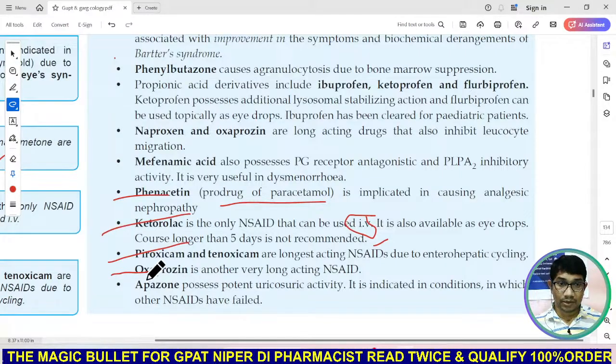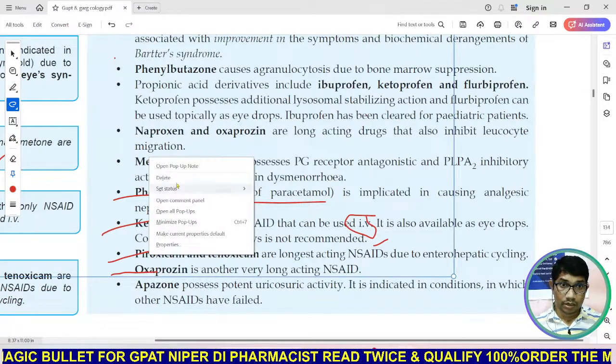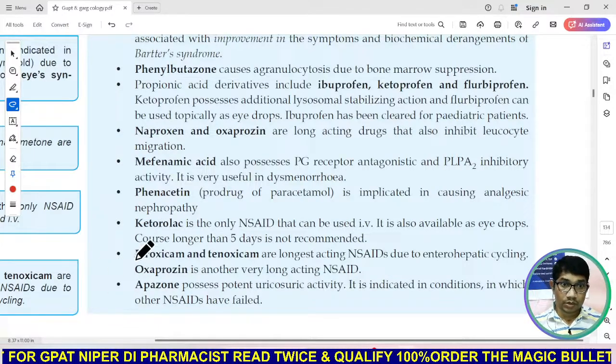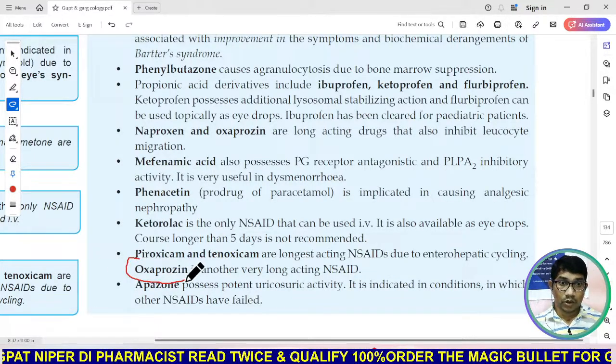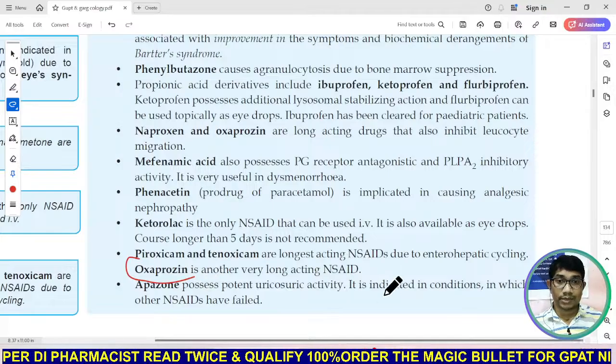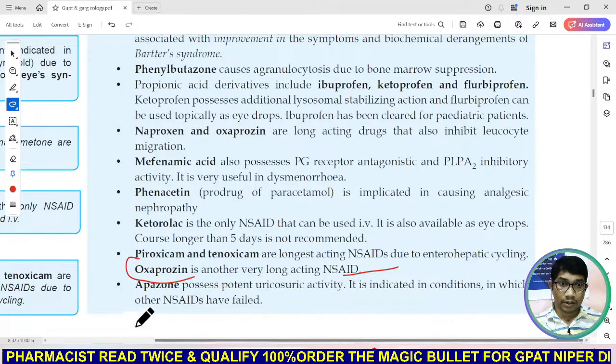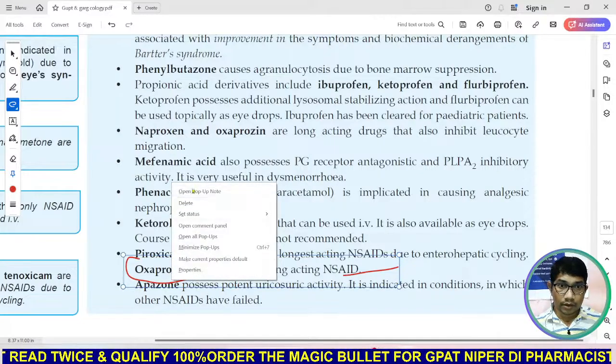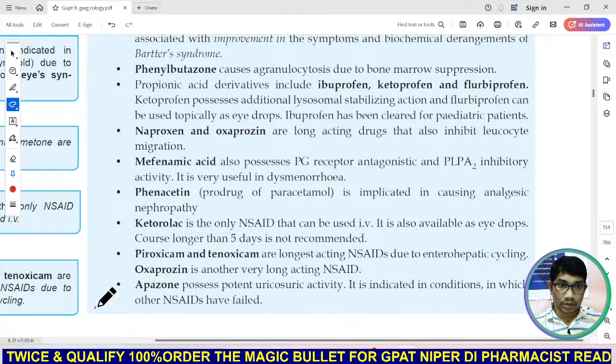अब ये पॉइंट आपने कवर नहीं किया है अपने. कौन सा? Oxaprozin. Oxaprozin is a very long acting NSAID. New. Then azapropazone, a new NSAID.